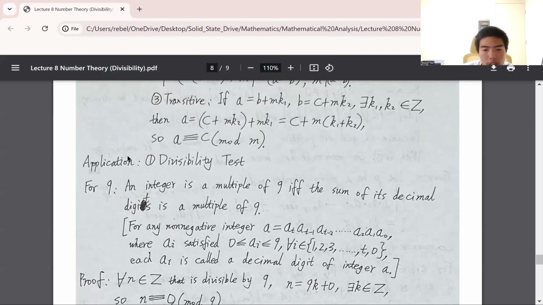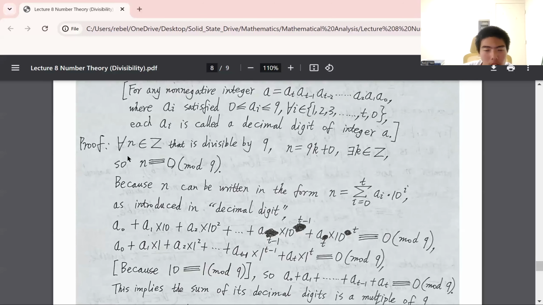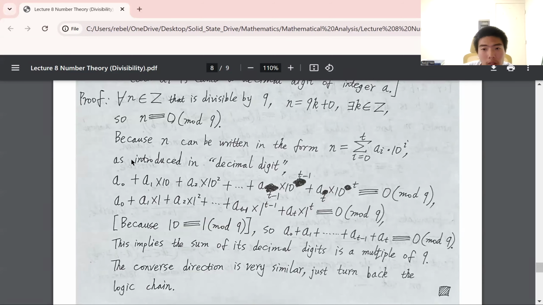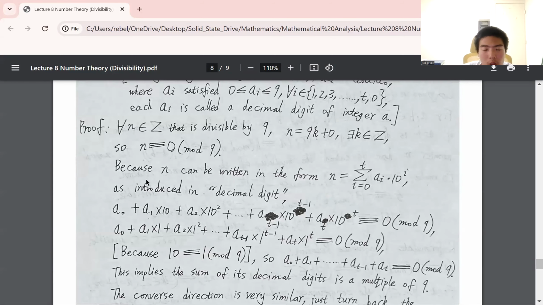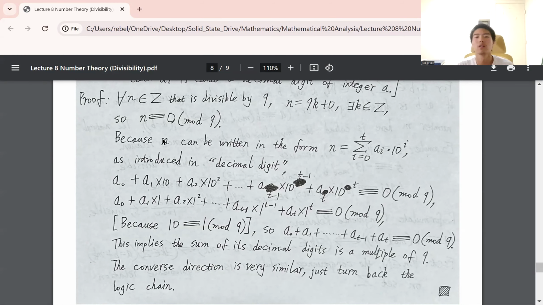But why is this true? We can use an if and only if proof to make sure it actually works. And the proving process uses the knowledge of congruence classes. So for all integers n that are divisible by 9, suppose we suppose this part.